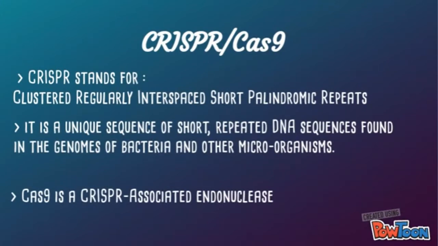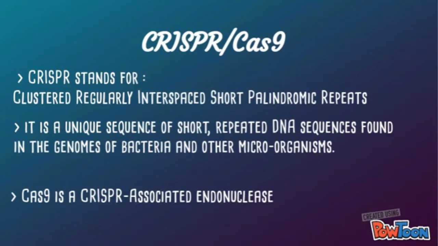So what is CRISPR-Cas9? CRISPR is an acronym for Clustered Regularly Interspaced Short Palindromic Repeat. This name refers to the unique organization of short, partially palindromic repeated DNA sequences that are found in the genome of bacteria and other organisms.